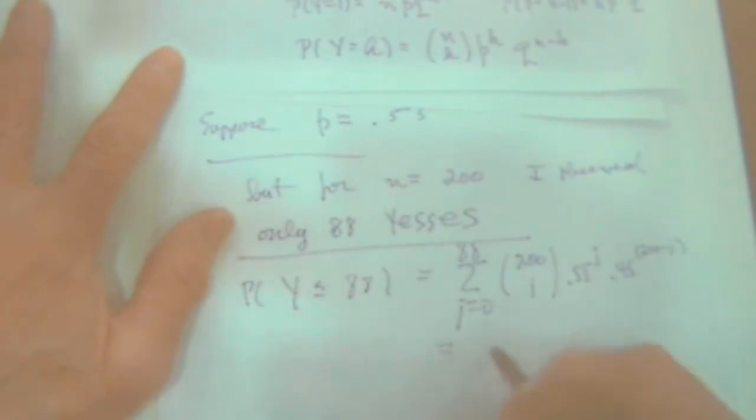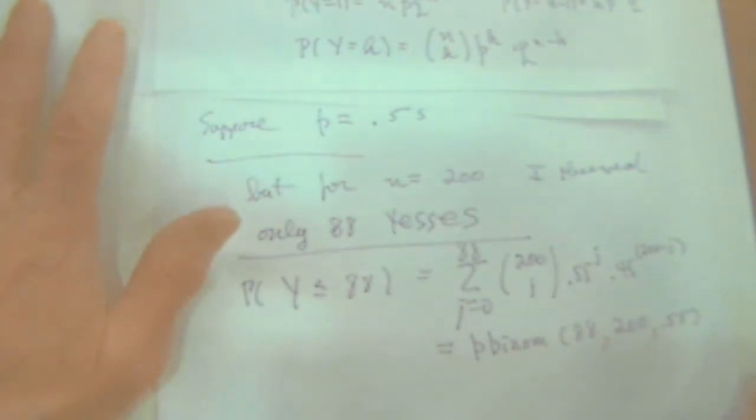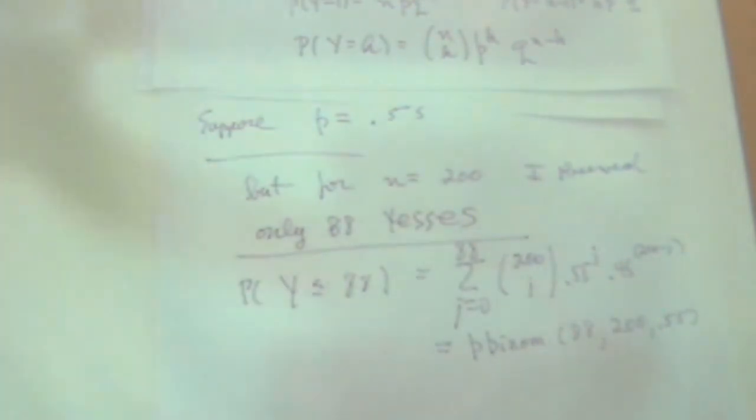Now, I'll give you the answer in R. It would be P by 9, 88, 200, 0.55. Actually, on a test, we could invent notation for this. I don't know if we need it or not.